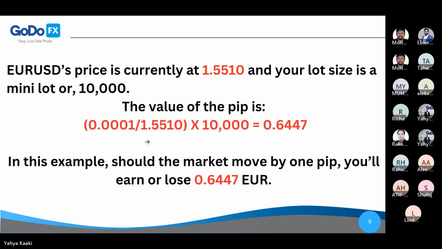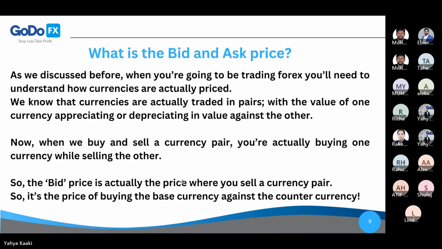So when we buy and sell a currency pair, you're actually buying one currency while selling the other. If we take two currencies, for example, we're going to keep Euro USD. It's either you're buying one and selling the one opposing it. So it's either you're buying Euro and selling the USD or vice versa. It depends on the position you open.